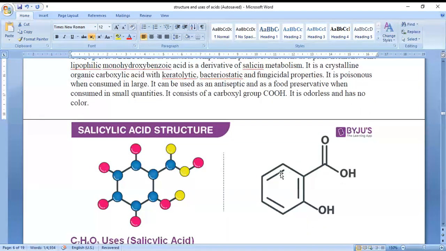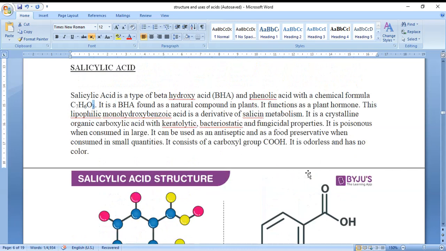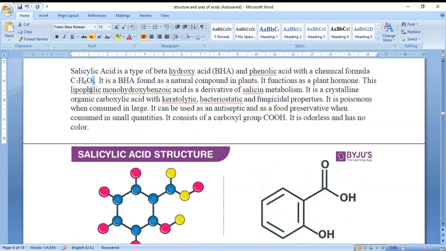Phenolic acid is nothing but this benzene which is attached with OH, which is a phenol, and it is also attached with the COOH, that is the acid. So this is a phenolic acid, which has the chemical formula C7H6O3. Salicylic acid is also called BHA, and it is a natural compound found in plants, secreted as a plant hormone, lipophilic in nature, and a derivative of salicin metabolism.